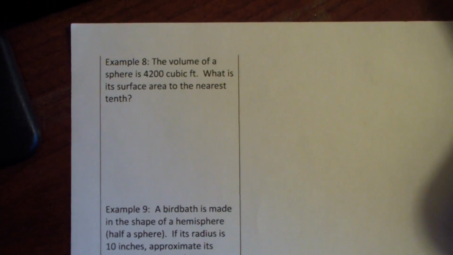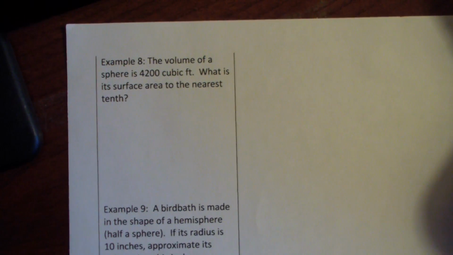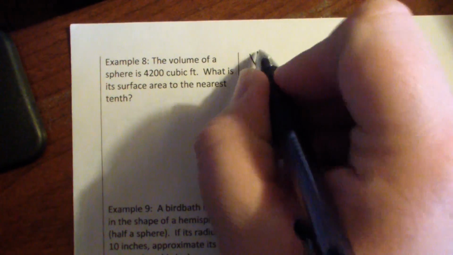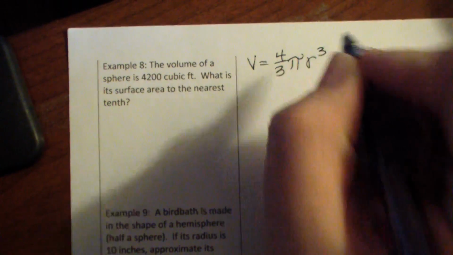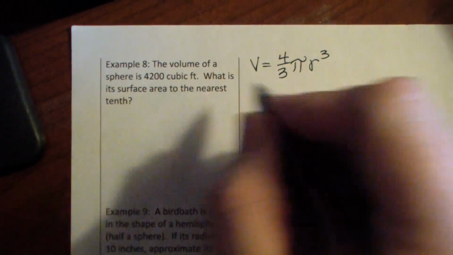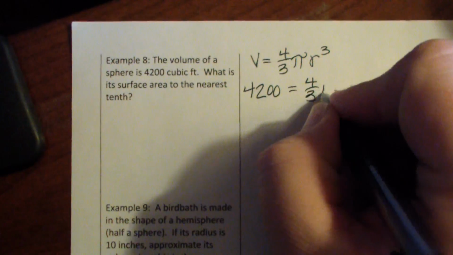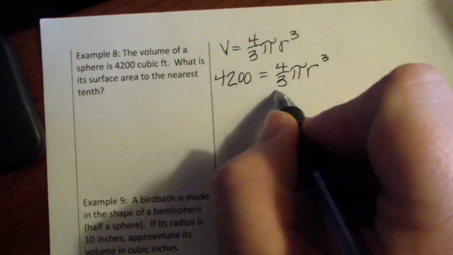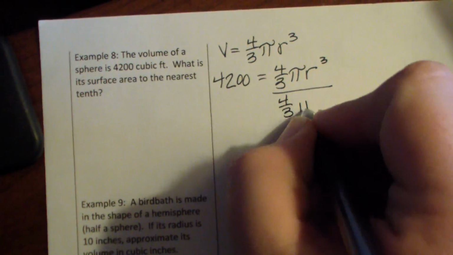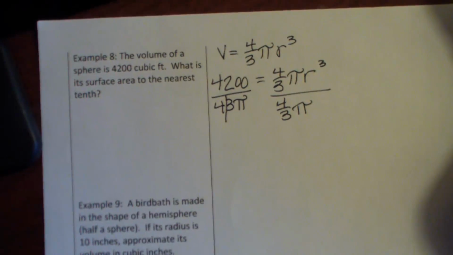Example 8. The volume of a sphere is 4,200 cubic feet. What is its surface area to the nearest tenth? Again, we're going to start with our formula for volume, 4/3 pi r cubed. Our volume is 4,200. We need to get r by itself, so we're going to start by dividing by 4/3 pi on each side. Oops, 4/3, not 43.